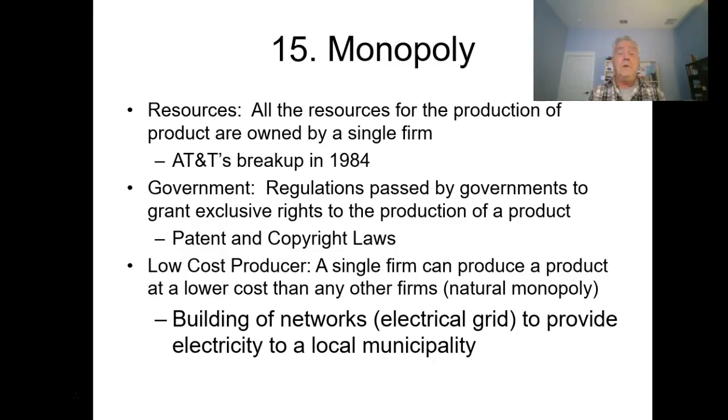So the utility has to go to the local government and get approval to sell their product, in this case electricity, to the local communities at a specific price. And the utility has to get that permission from the government before they can actually do it. So this is a controlled monopoly, or a government-sponsored monopoly.